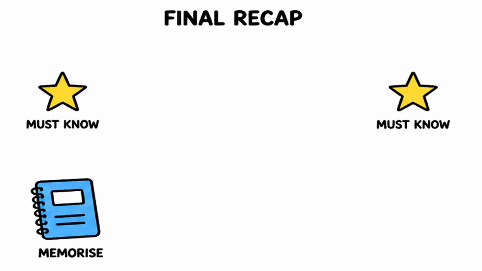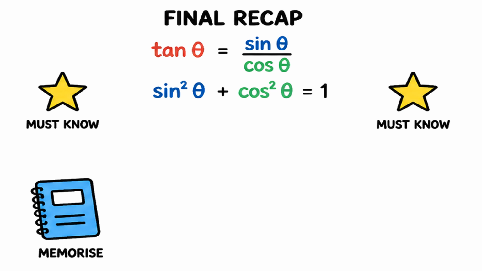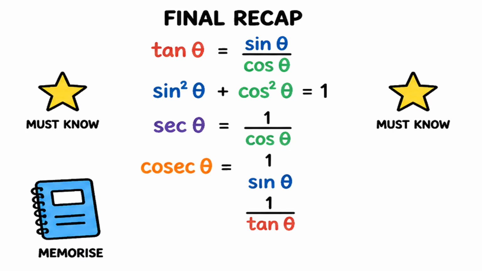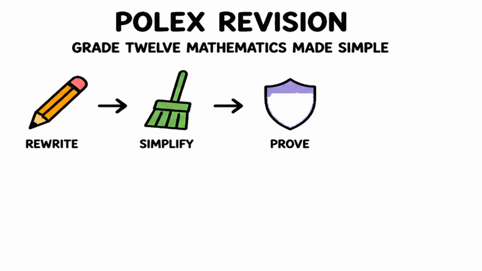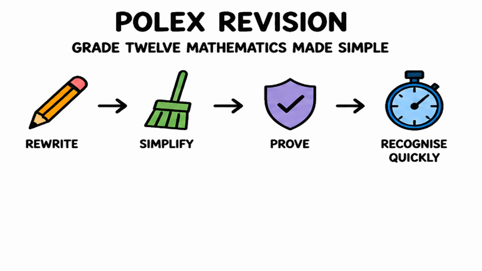Excellent! The most important identities to remember are tangent theta equals sine theta divided by cosine theta, and sine squared theta plus cosine squared theta equals 1. Also keep the reciprocals, secant, cosecant, and cotangent. Use these identities to rewrite, simplify, and prove trigonometric expressions. The more quickly you recognize them, the easier trigonometry becomes.